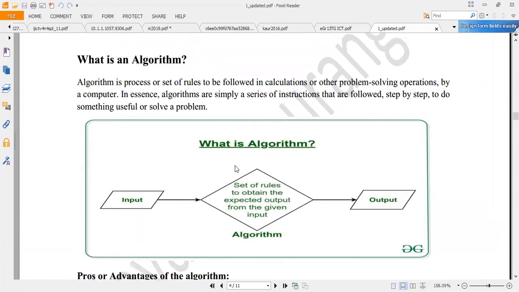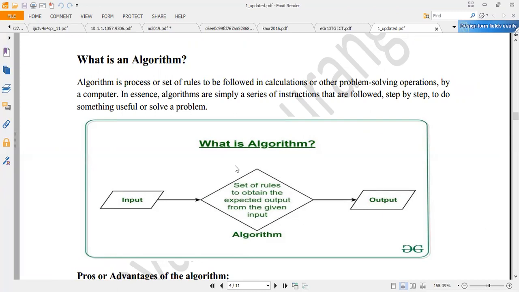What is an algorithm? An algorithm is a process or set of rules to follow in calculations or other problem solving operations by a computer. In essence, algorithms are simply a series of instructions that are followed step by step to do something useful or solve a problem. It is a collection of actions or a procedure. The intention is to solve some problem.